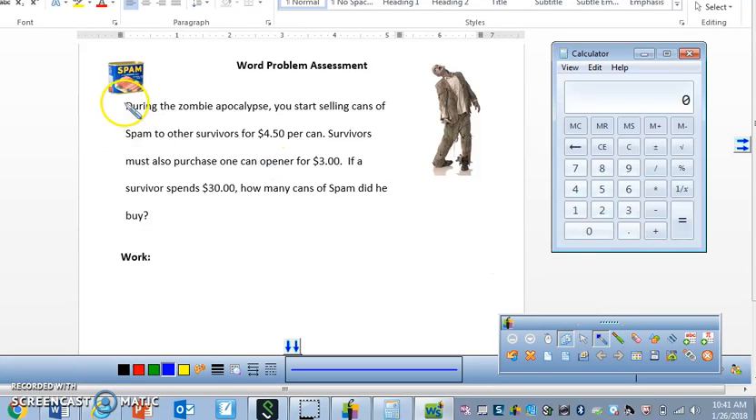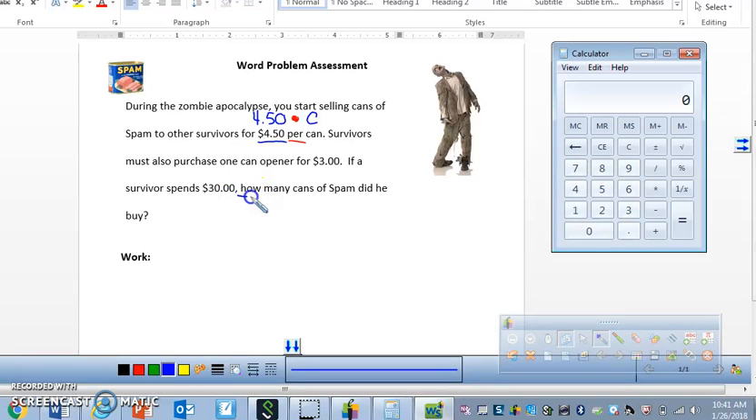So now I'm going to go back through the problem and underline anything that I think is important. During the zombie apocalypse, you start selling cans of Spam to other survivors for $4.50 per can. Well, $4.50 is important because that tells me how much I'm going to spend. So I'm going to underline it and write above it. And if you remember from your notes, the word per means to multiply. So I'm going to multiply $4.50 per can that I purchase.